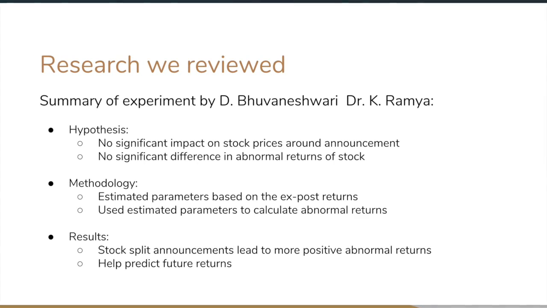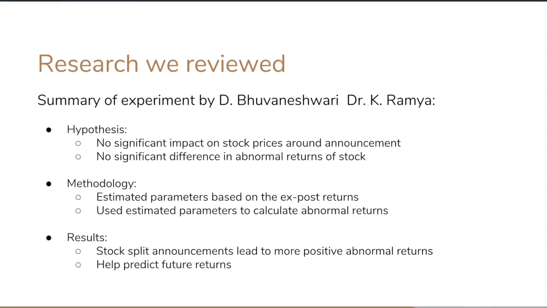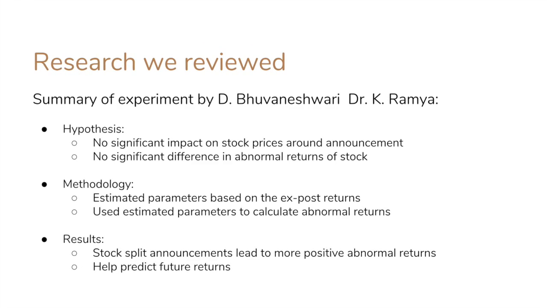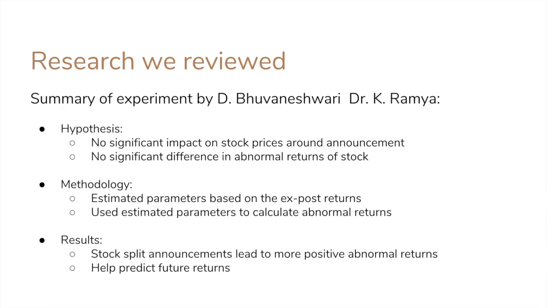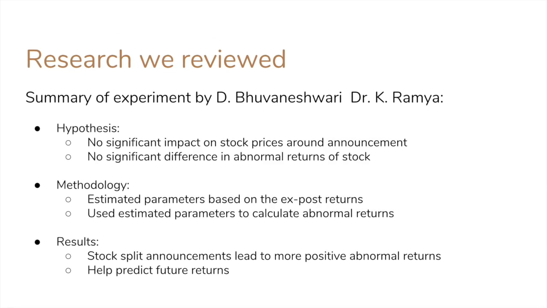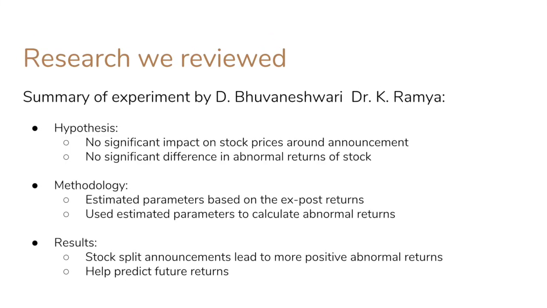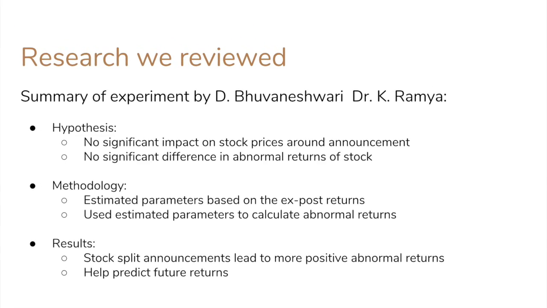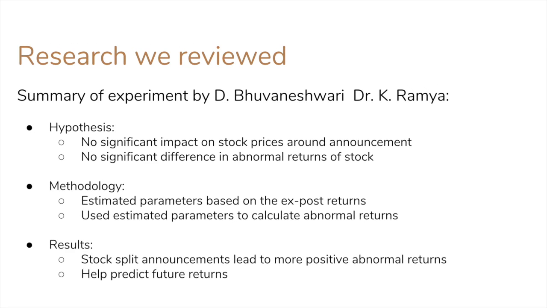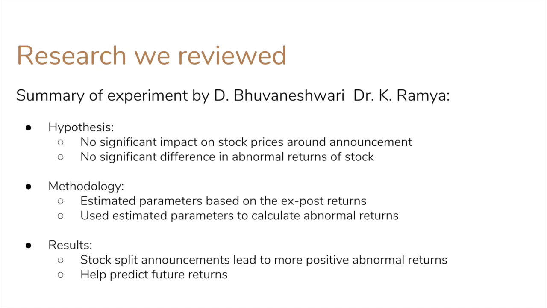To conduct their research, the experimenters implemented two stages. In the first stage, they estimated parameters based on the ex-post returns on stock, market index, and the expected returns on each of the stocks based on the market model. In the second stage, the estimated parameters were used to calculate abnormal returns around the source date. The results of their experiment showed that the stock split announcements lead to more positive abnormal returns and help in predicting future returns and market efficiency.